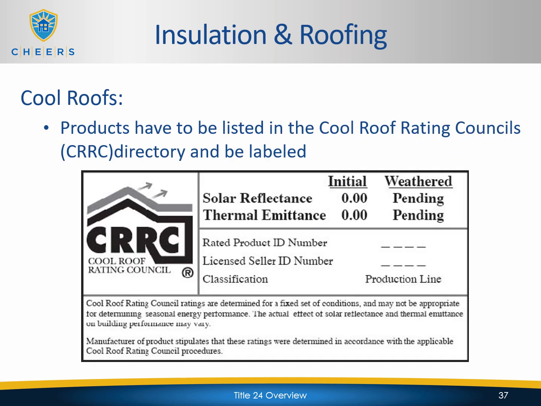And these are the labels that you might see on roofing products. They have to be listed by the Cool Roof Rating Council directory, and obviously those values have to be applicable. And those are the two values that we're talking about, the solar reflectance and thermal emittance. Those are the values that you'll see on the CF1R telling you what the targets are supposed to be. This is the same principle as a window label, except that this is specific to roofing materials.